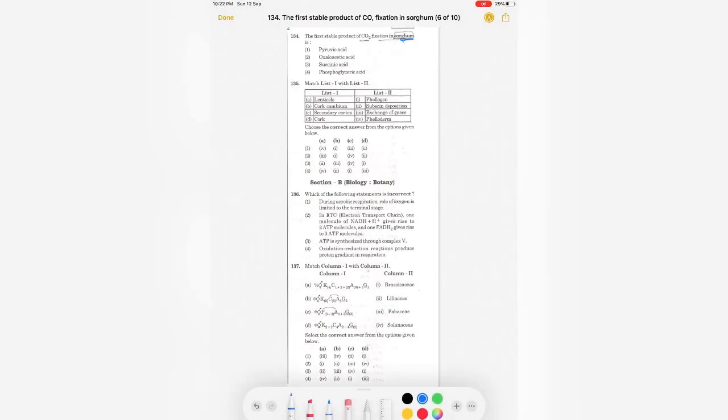Number 134. The first stable product of carbon dioxide fixation in sorghum. The sorghum plant is an example of a C4 plant. So the correct answer is oxaloacetic acid, OAA.